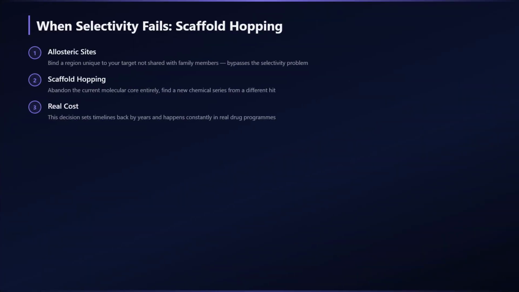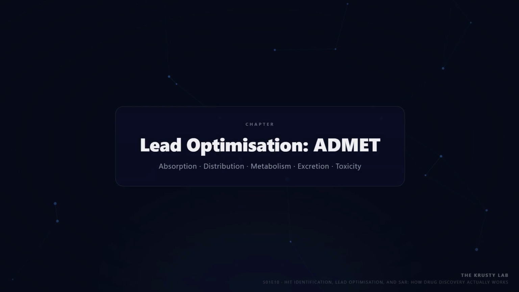What if you cannot make it selective? Then you explore allosteric sites, regions of the protein that are unique and not conserved across the family. Or you abandon the scaffold entirely and start from a different hit. This decision happens constantly in real programs, and it sets timelines back by years. I once tried to fix a bad chair by adding more cushions. Eventually, I got a different chair. That is an accurate description of scaffold hopping, yes.